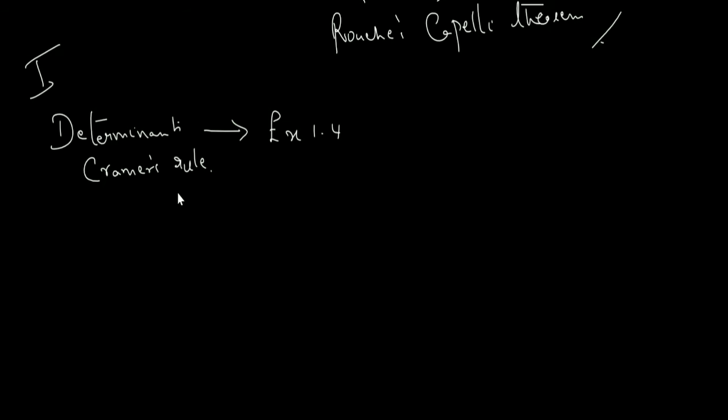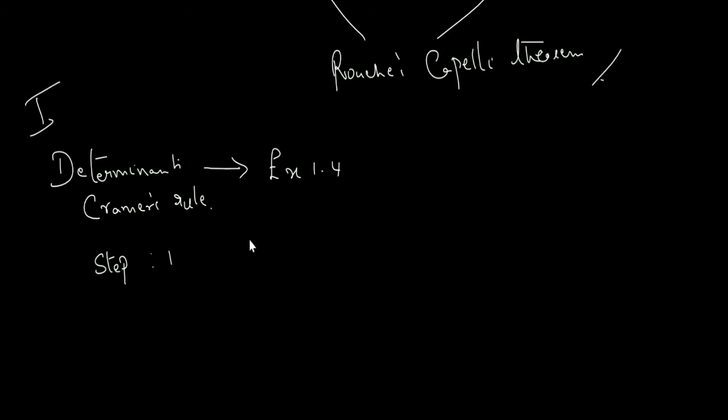So what is Cramer's rule? Step 1 is you have to find delta. You take the coefficient matrix, and its determinant is delta. If delta is not equal to 0, then the matrix is a non-singular matrix. Cramer's rule you can apply only if it is a non-singular matrix. So when will you say a matrix is non-singular? When delta is not equal to 0. Once delta is not equal to 0, we can apply Cramer's rule.